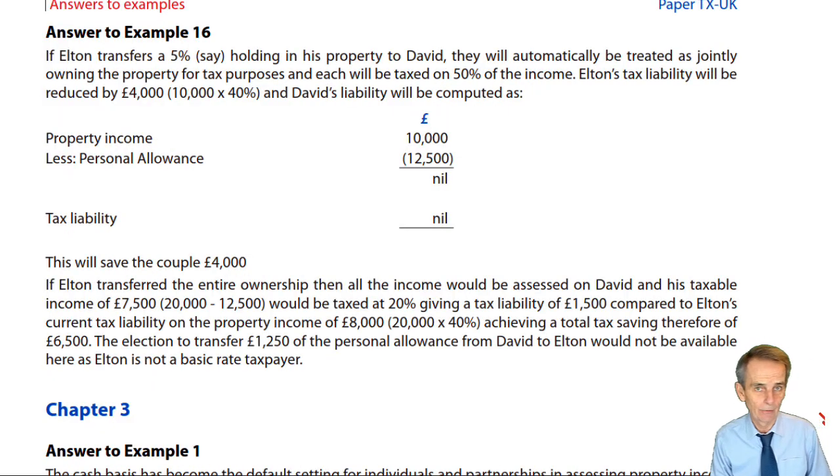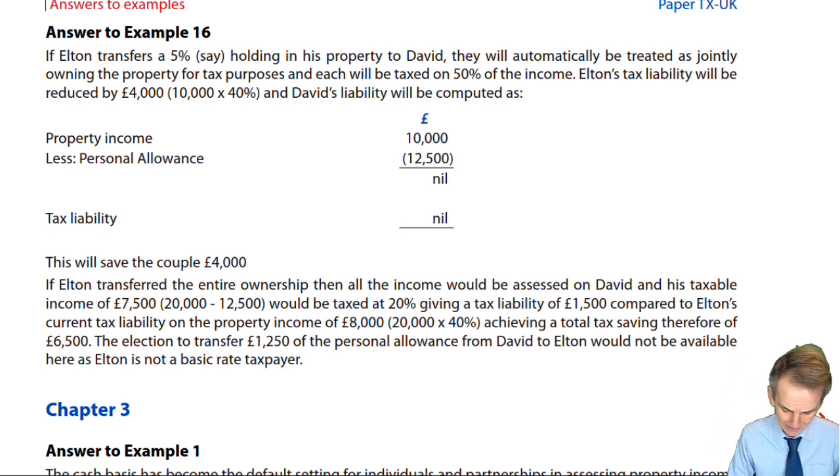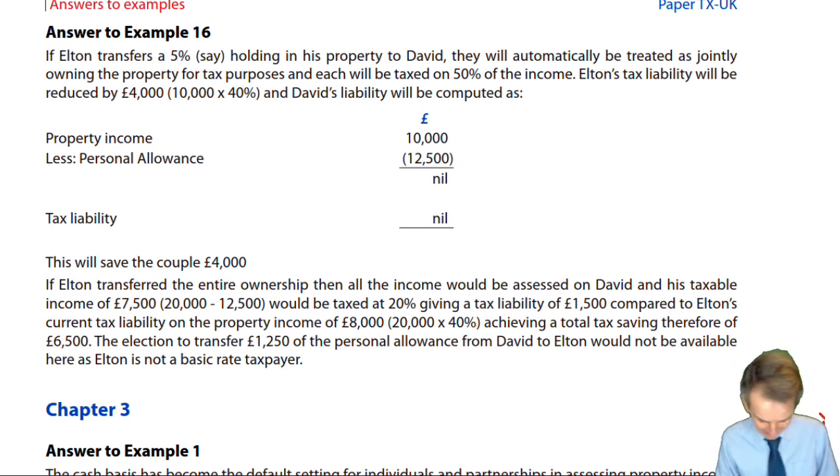Okay, hopefully, therefore, we picked up what the issues here were between Elton and David, so to speak, and the advantage to be gained by moving some, if not all, of the ownership of the income-producing asset, the property there, from Elton, where it's currently suffering a higher rate tax charge, and over to David, where some part of that income, at least, would suffer no tax at all, given that he has no income, and therefore the entire personal allowance is unused at this point in time.